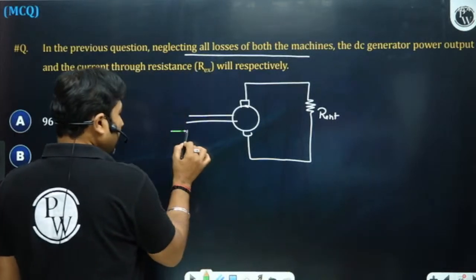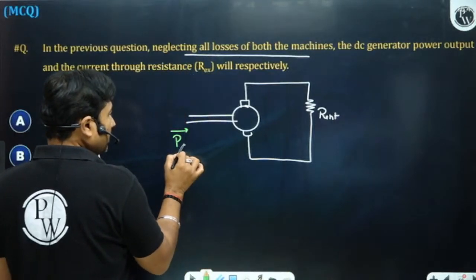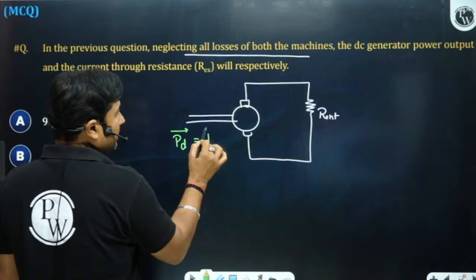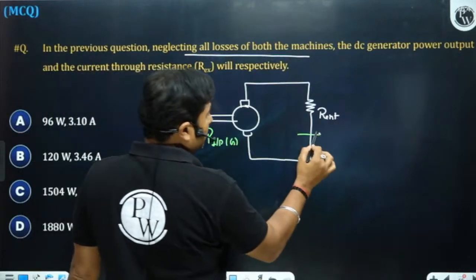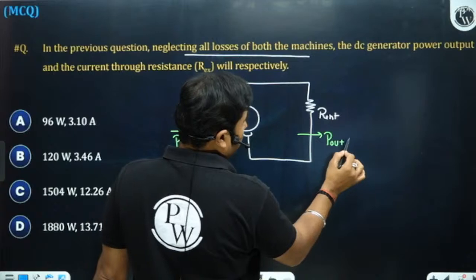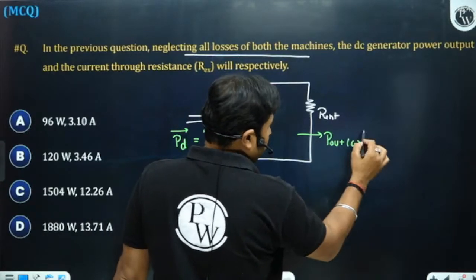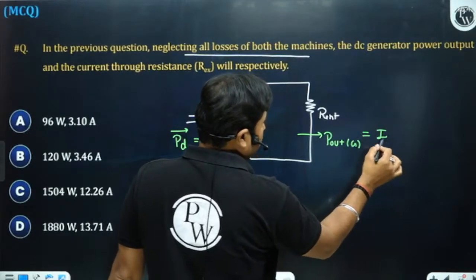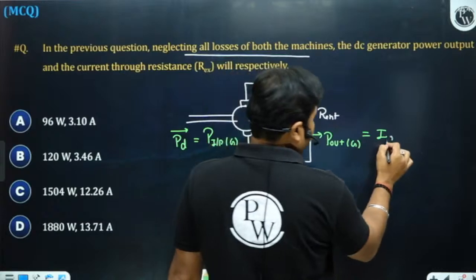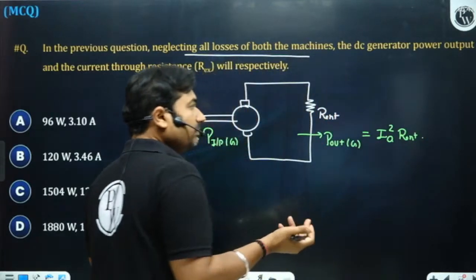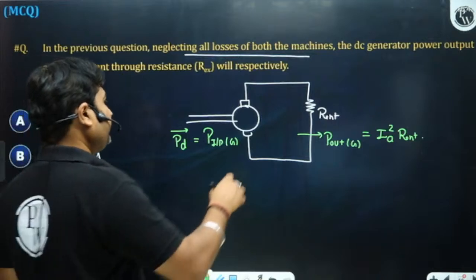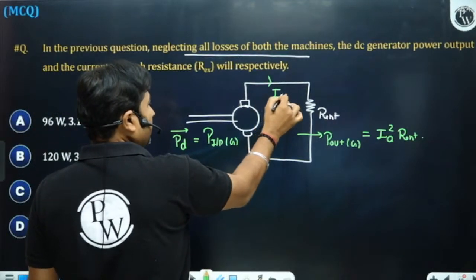So whatever developed power there is, that is the input power to the generator, and the input power to the generator is the output power of the generator. That will be equal to I square R external. Power is going to be consumed here. Is it okay? Yes, sir.